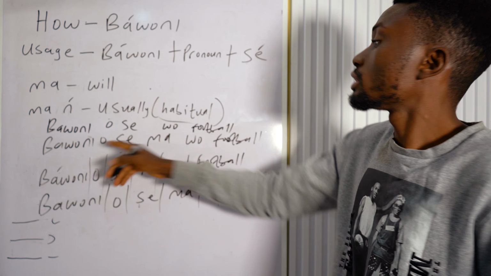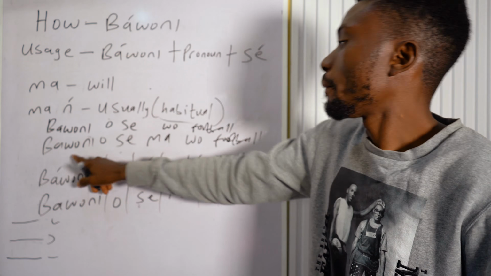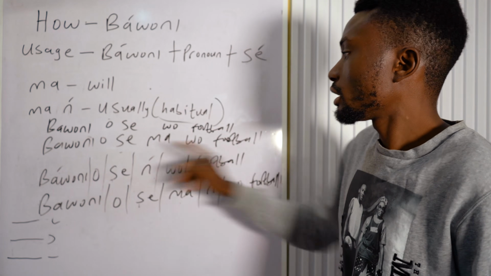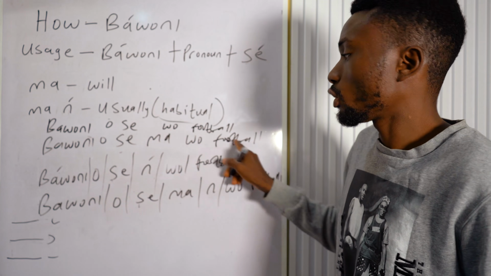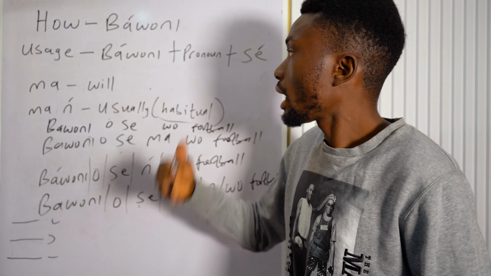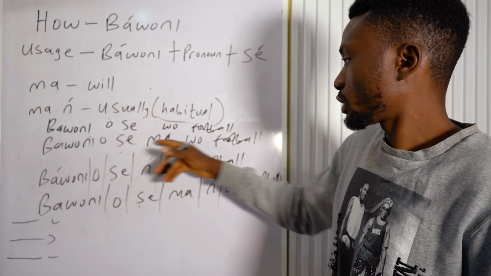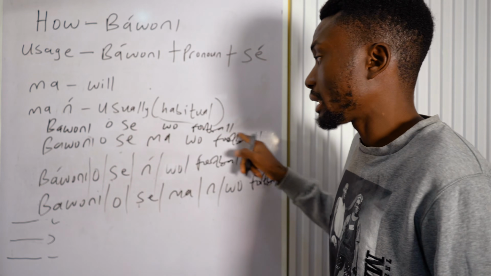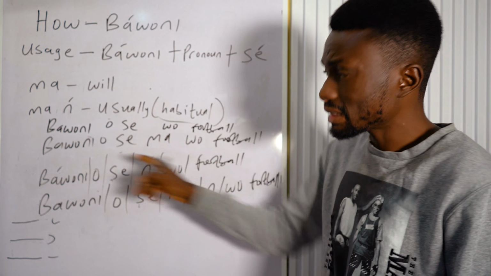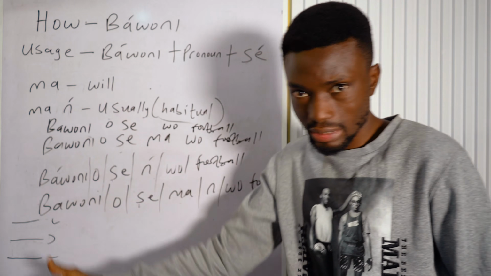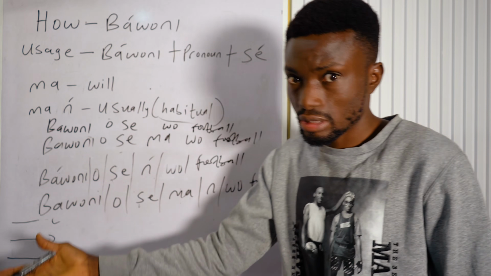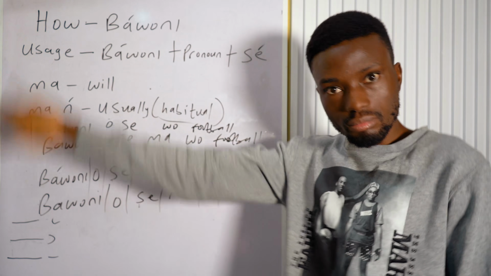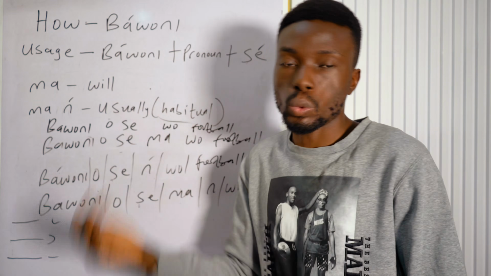Báwo ni o ṣe. No, this one is wait. Báwo ni o ṣe máa rí ọmọ mi is, how will you see my child? And this can also be, how are you going to see my child? Because this is something that is impending, something that is bound to happen.